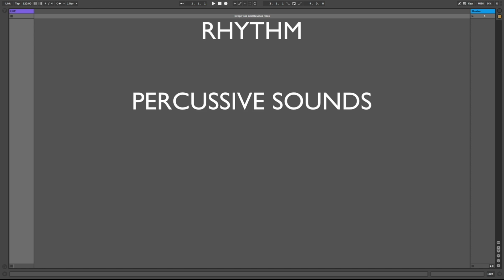So rhythm is percussive sounds. The relationship between different sounds in rhythm is time, not pitch, which means it is a relationship between two percussive, essentially drum sounds, within a specific time frame.